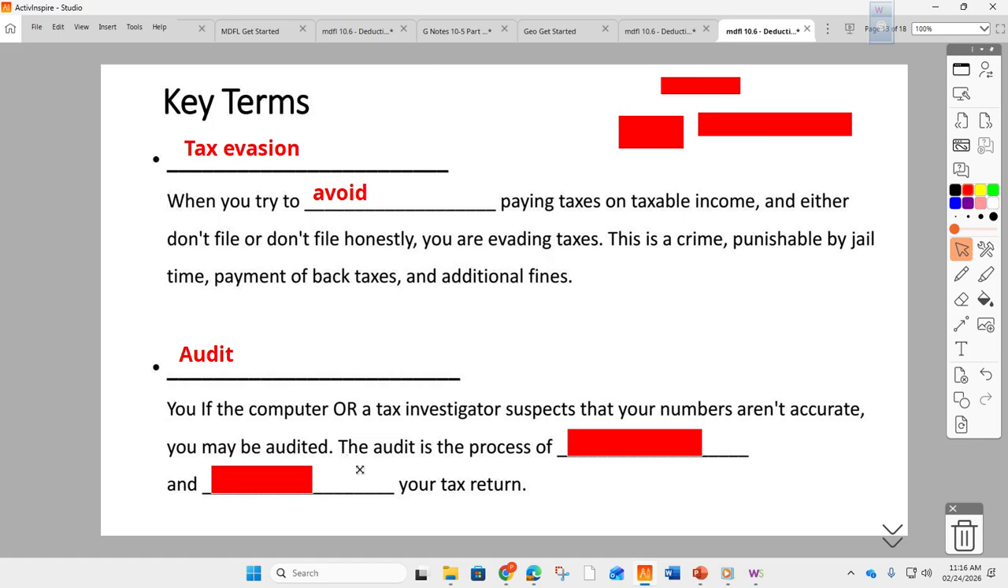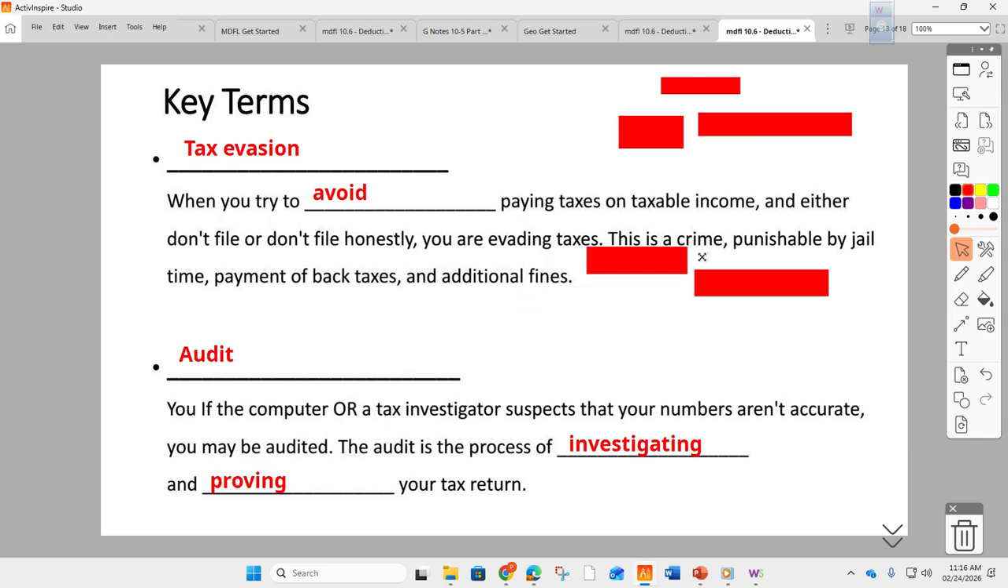So if you file your taxes and the computer flags something in your taxes that doesn't look right, or if an investigator or person there looks at something on your return and it does not look accurate, you may be audited. And an audit is just an investigation where they prove that your tax return is correct or not correct. If they think you are purposely trying to cheat on your taxes, it can be very serious.